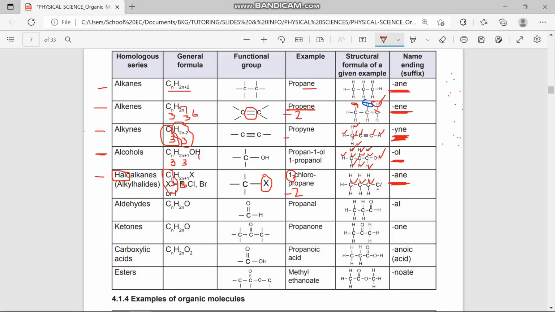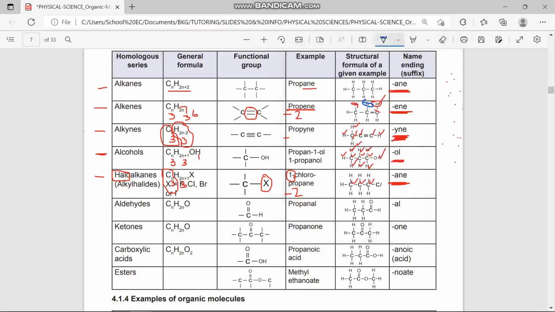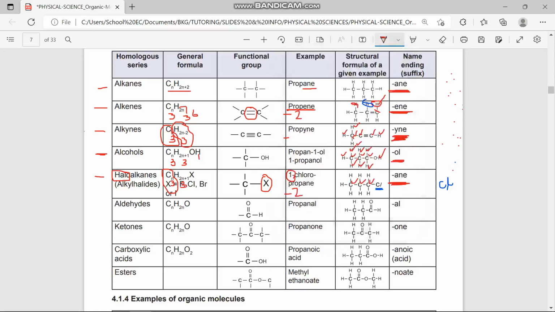Don't be confused by this. This is Cl, okay? This is chlorine. Let me use a different color. This is chlorine, alright? Let me write it here. That is chlorine, okay? So it's Cl, chlorine, as you can see. So we have 3 C's there. Let me go back. So we have 3 C's, that's correct.